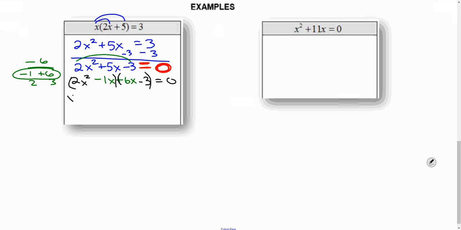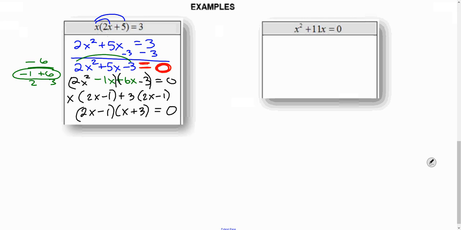So I take out the x. I have 2x minus 1 plus, I take out the 3, 2x minus 1. So I'm left with 2x minus 1, and then x plus 3.